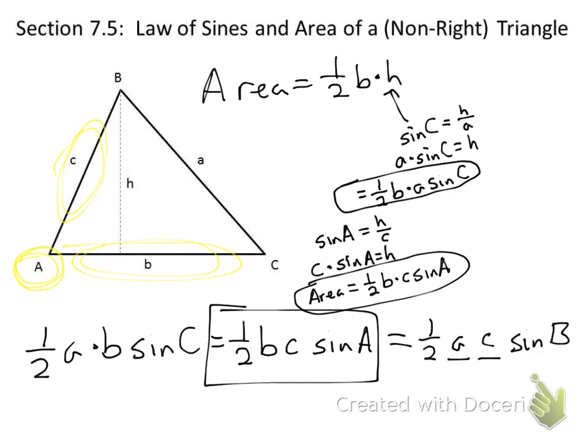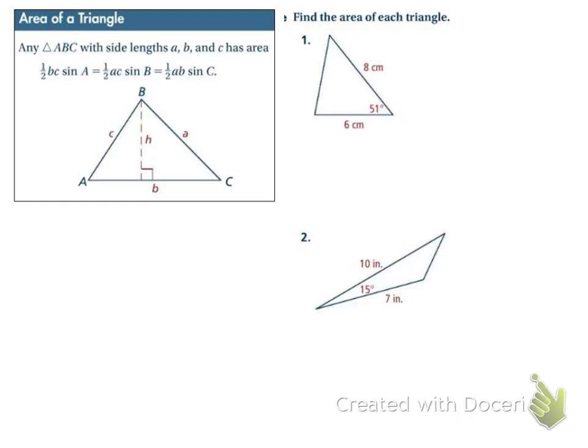That's our first start. It's not specifically law of sines. It's kind of an offshoot of that. We'll get to law of sines in a minute. So there's your area of a triangle rule. Any triangle ABC with side lengths A, B, and C has that area: 1/2 BC sine A, 1/2 AC sine B, and then 1/2 AB sine C. Same thing I just wrote. Maybe the order is switched, but it's the same idea, same parts.